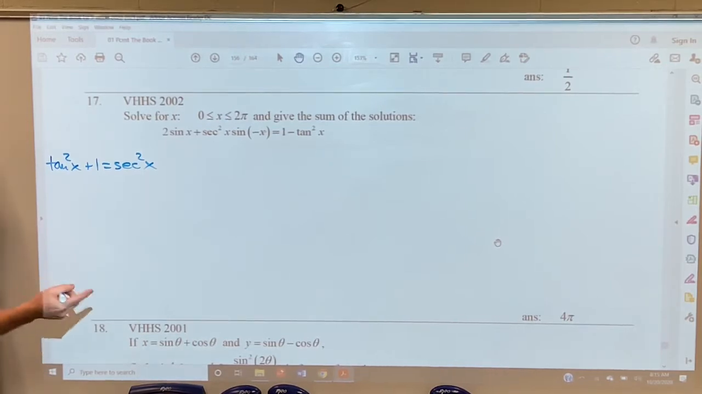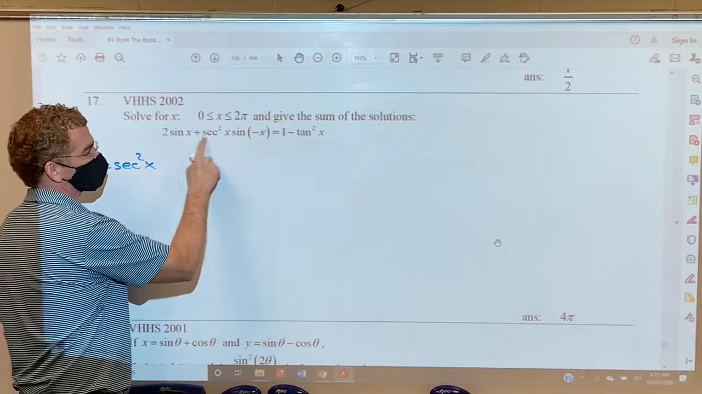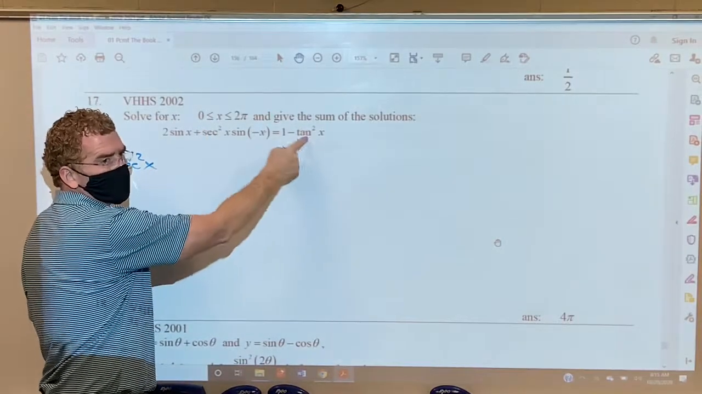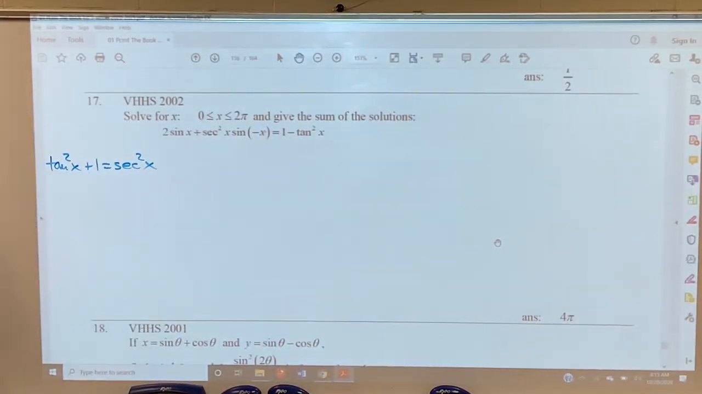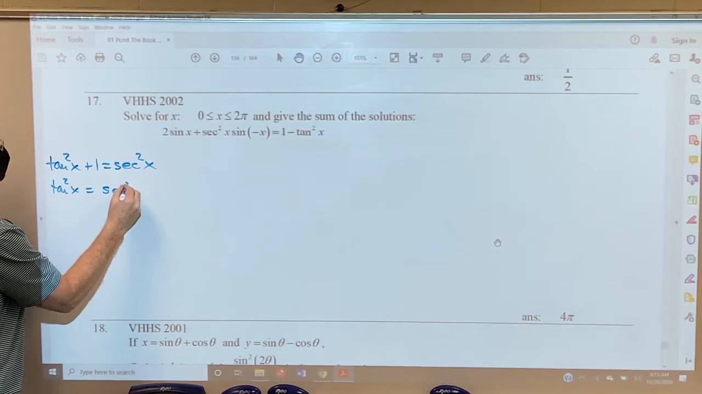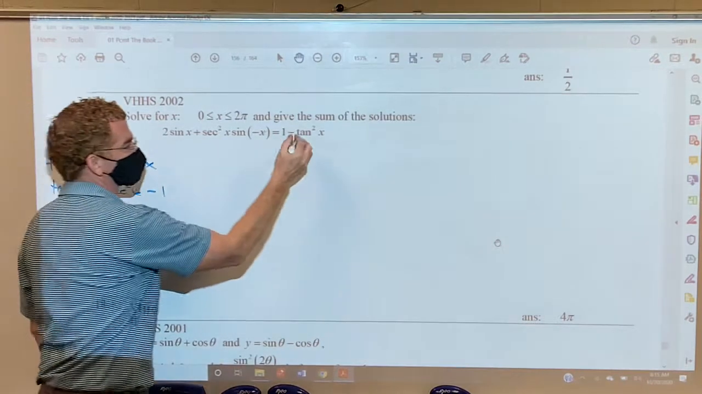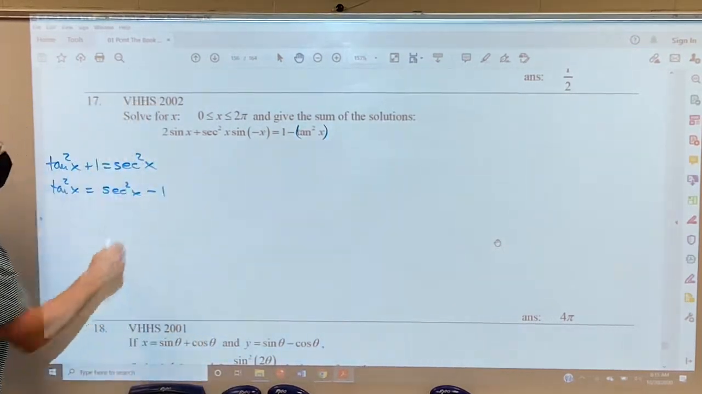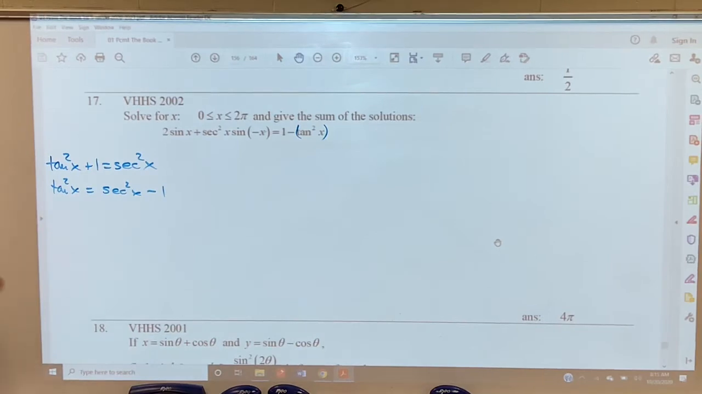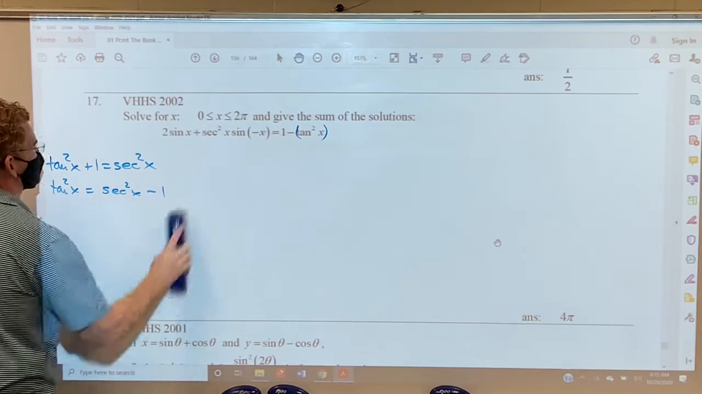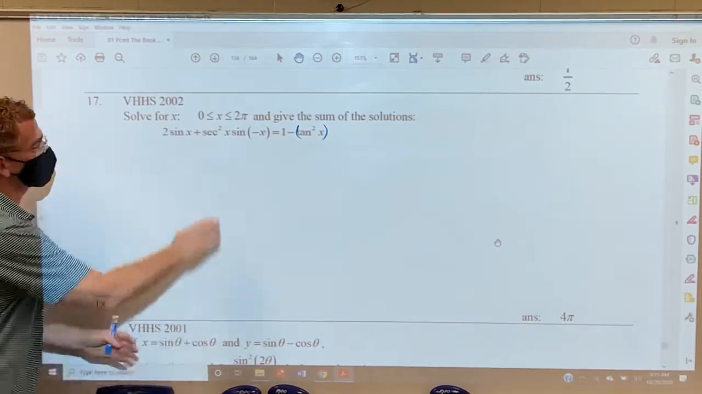But I will say that when I see this secant squared here, there's a chance there is something going on there. For instance, the tangent squared is secant squared x minus 1, right? So there's a chance I might replace that tangent squared with the secant squared x minus 1, but I'm not going to do that just yet. I'm going to wait a second and see if maybe something else pops into my head. Anything else jump out at you?